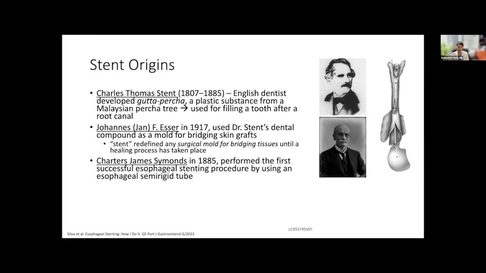But before the word stent was being utilized, Dr. Simons from the UK had already started using this concept of a hollow substance as a stent. He performed the first successful esophageal stenting in 1885, using a semi-rigid esophageal tube on a 40-year-old lady who sounds like she had a distal esophageal cancer or GE junction cancer. As you can see in this diagram, he inserted this hollow, rubbery plastic tube through the patient's mouth and tied a silk suture to the patient's ear so that it wouldn't pass on its own.